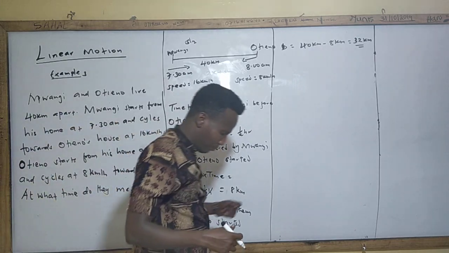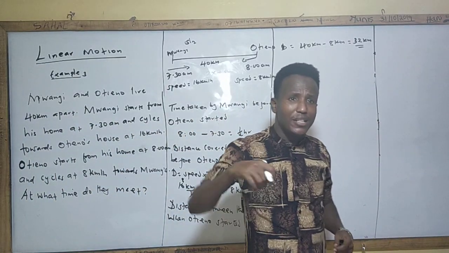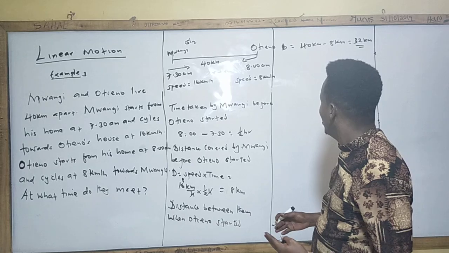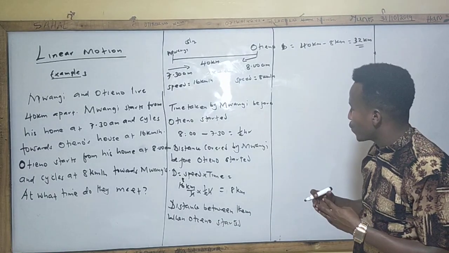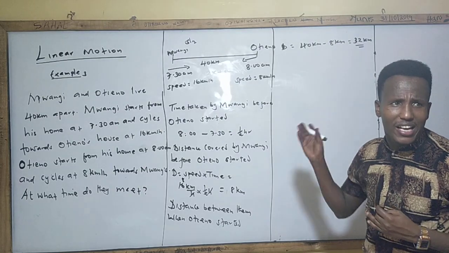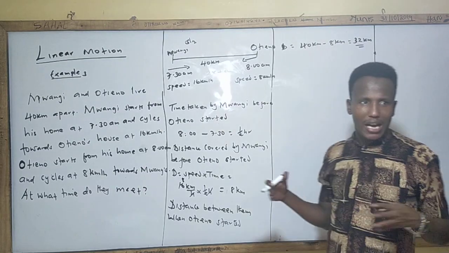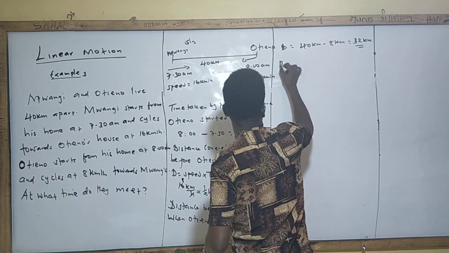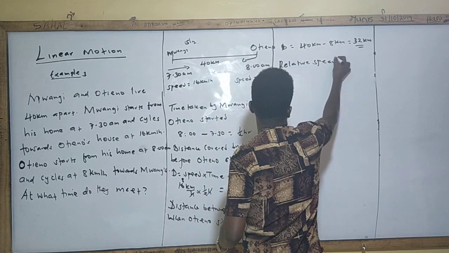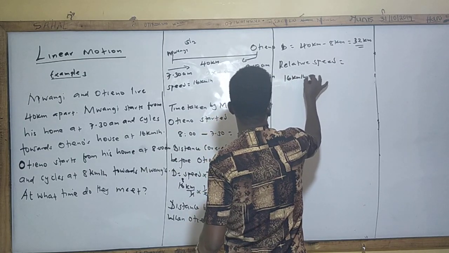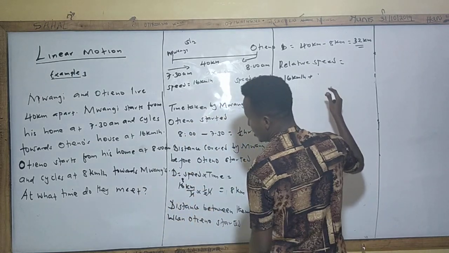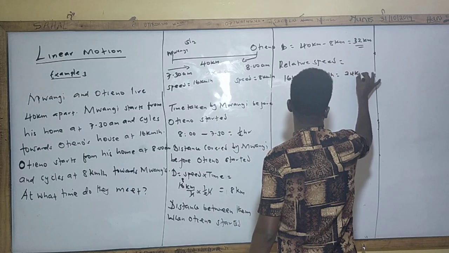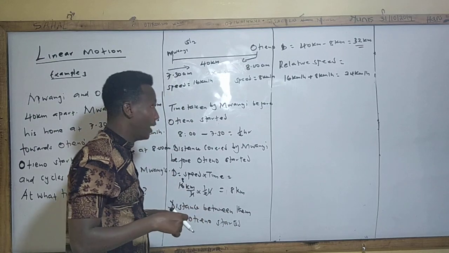So now, the next thing we're going to get is time taken to meet. So we will ask ourselves, what are we going to do with the relative speed? Are we going to add or subtract? Remember, these two are coming from different directions. So for us to get the relative speed, we are going to sum the two speeds, okay? So relative speed is equal to 16 kilometer per hour plus this guy's speed, which is 8 kilometer per hour, which will give us 24 kilometer per hour. That is the relative speed, because we are adding since they are coming from different directions.